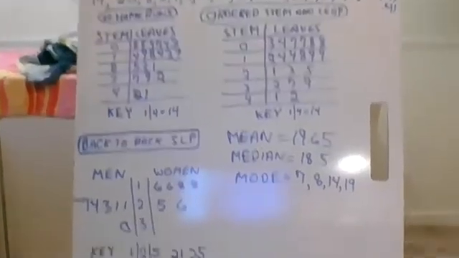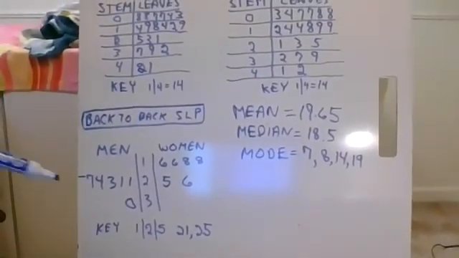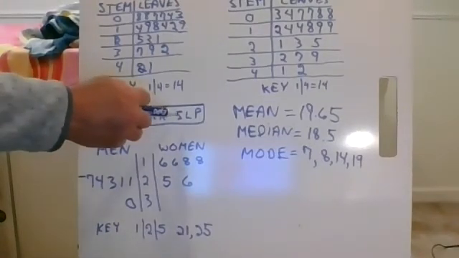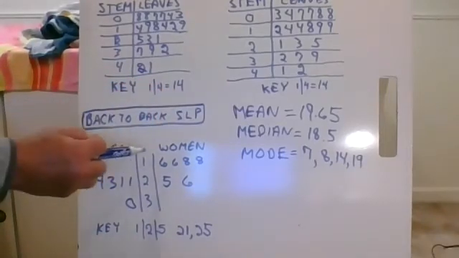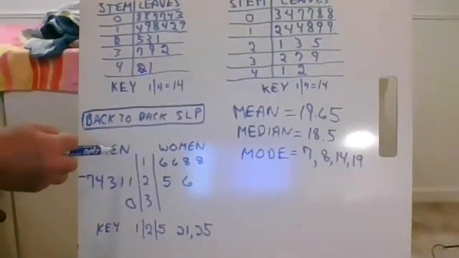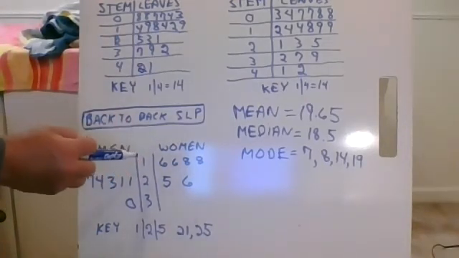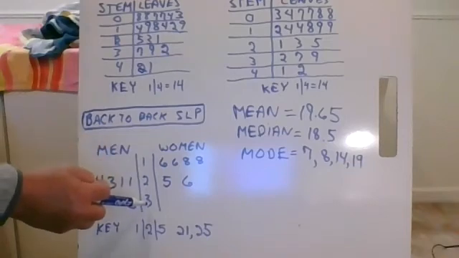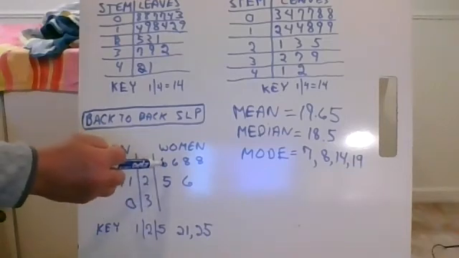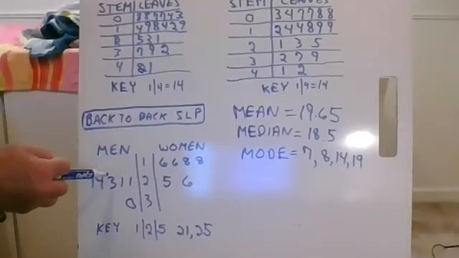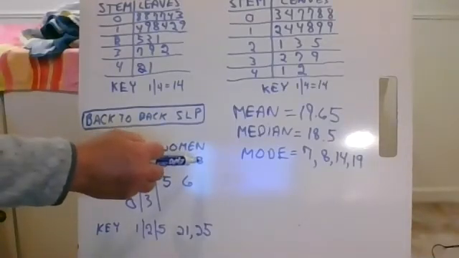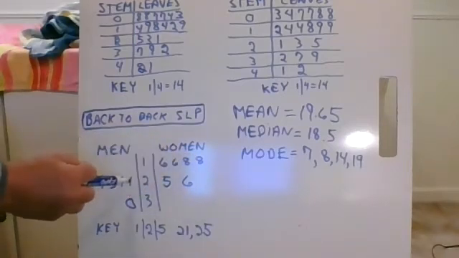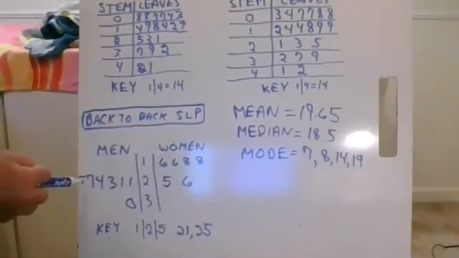Okay, one last thing here to make sure we see it is called a back-to-back stem and leaf plot, SLP, stem and leaf plot. A back-to-back where you're doing 2 different sets of data. We have men and we have women here. The stems are 1, 2, and 3. The leaves for the women are to the right. The leaves for the men are to the left. This is ordered from left to right over here and from right to left over here.